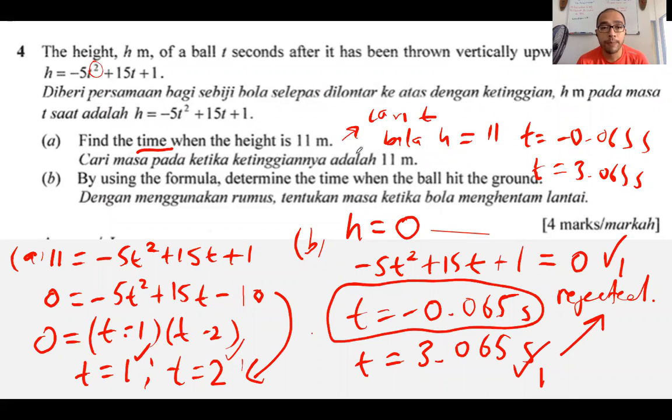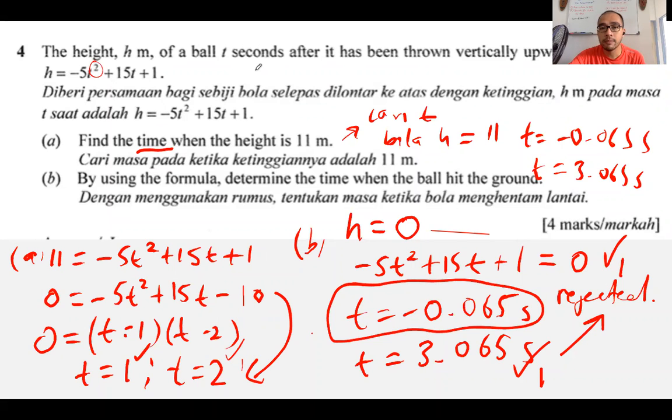You have to write 3.065. Prem asks, if I write 3.065 is it okay? Joyce asks, must there be a unit? Not necessary, because this is maths, this is not physics. Only physics is very strict, must have units. So that's the difference between A and B. In B, you must only write one answer. If you write both answers, automatic out. It will be rejected.